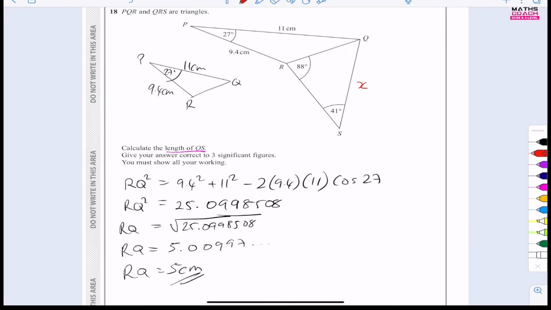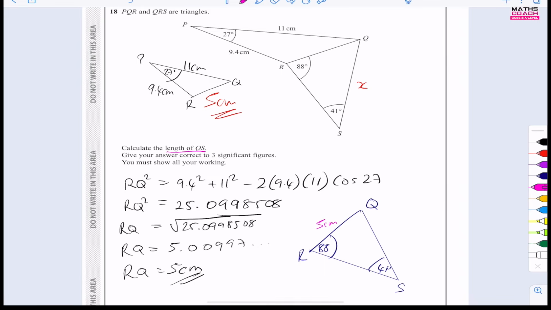Right, so I know now this is 5 centimeters, and now this triangle will also have a 5 centimeter length right there. So let's go ahead and draw that triangle. There we go. So that's 41, that's 88. That's R, Q, and S. And we know that this is 5 centimeters.